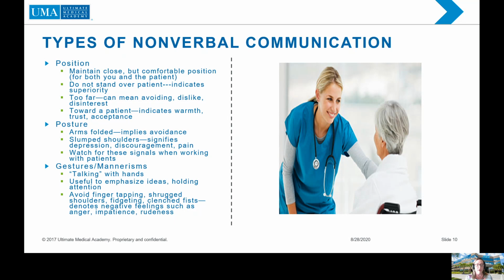Okay, we want to avoid shrugging our shoulders. We want to not fidget. If we fidget, it makes us appear anxious and nervous. Clenched fists. So all of these things denote negative feelings, okay, like anger with the clenched fist, or like we were talking about, impatience, or just plain rudeness.